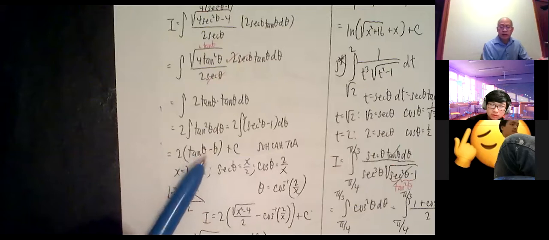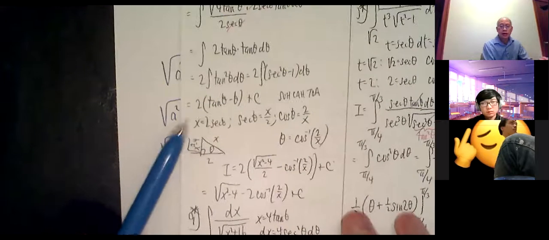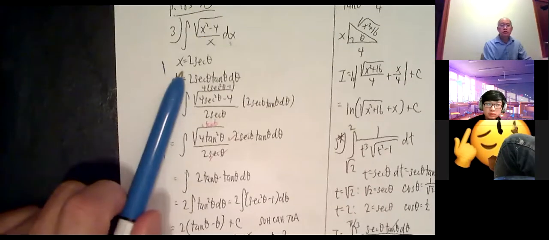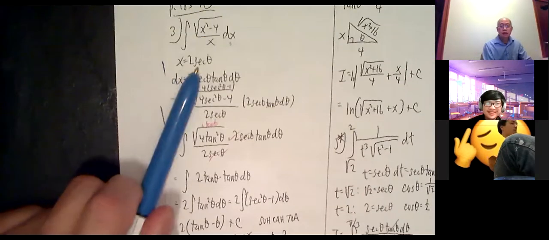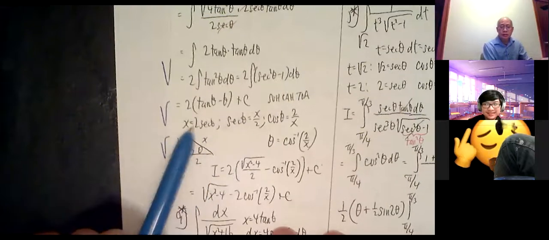Okay, we can't leave it that way. That's theta, but the original problem was in x. So triangulate again. We said x was equal to 2 secant theta. Solve for secant theta. So secant theta is x over 2. Divide both sides by 2.